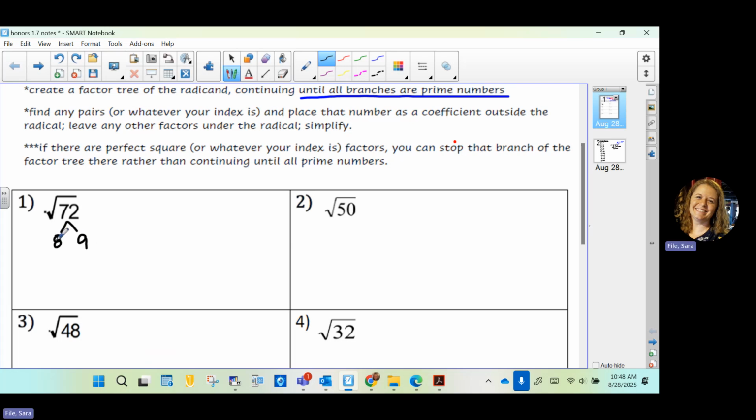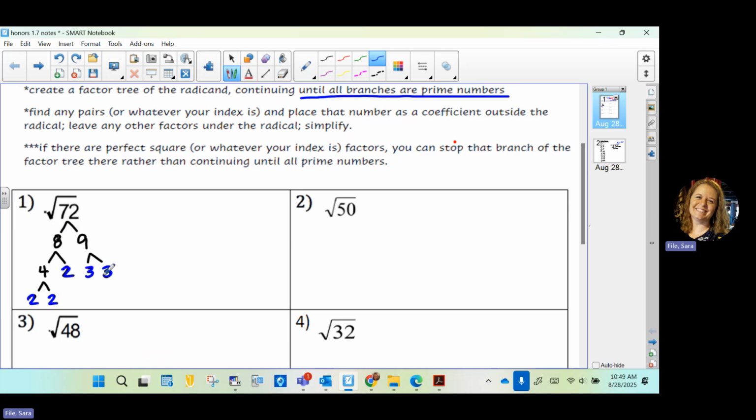Are either of those prime? No, I can break both of those down further. So I'm going to break down the 8. What times what is 8? Okay, 4 can break down. Now 2 is prime, isn't it? So the 2's are done. I stop at the 2's. Okay, the 9 can keep going. What are the factors of 9? 3 times 3. Okay, so now I've got all prime numbers. None of these can go any further.